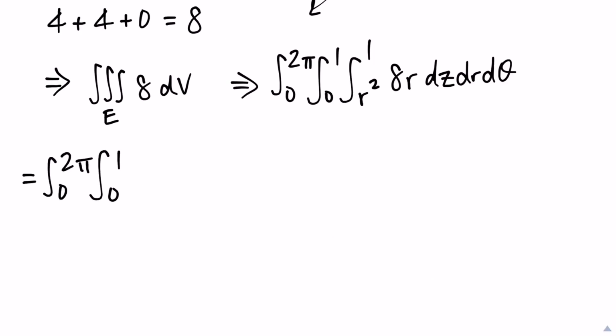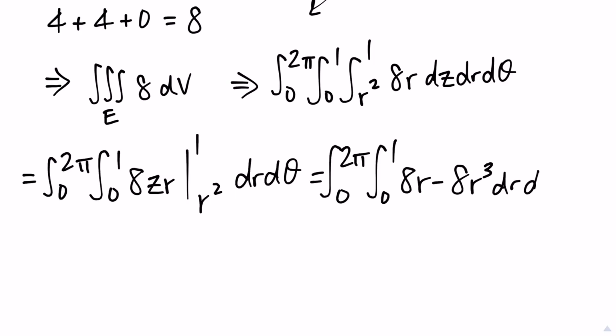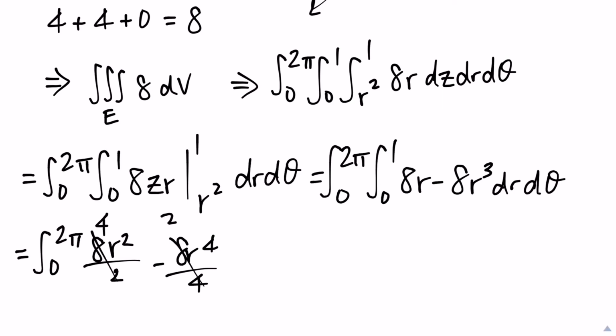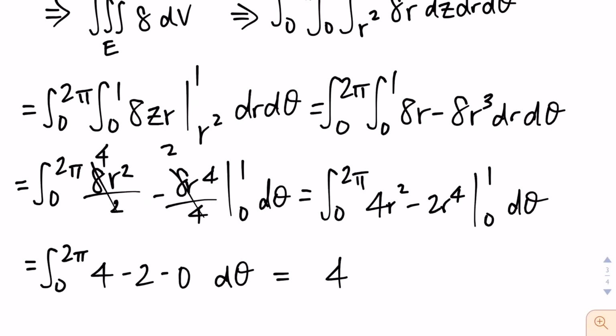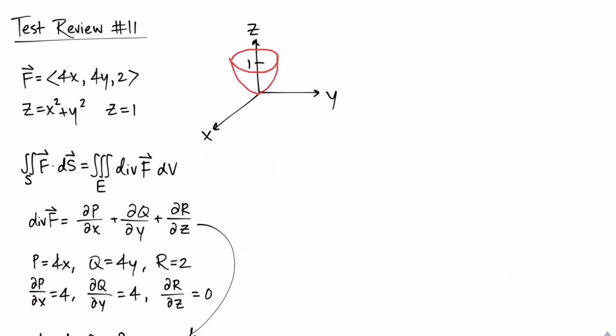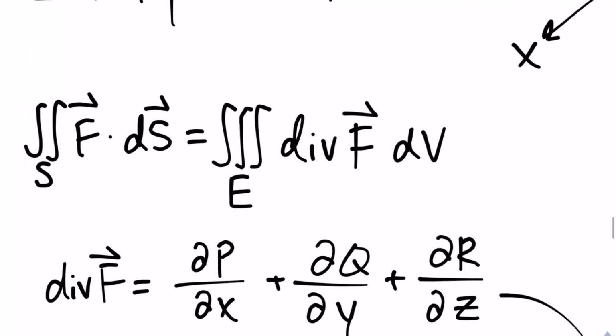So now we just solve it out. And again, I'm going to speed through this part. You know the drill. It takes a bit of time. And we end up with 4 pi as our answer. Now let's do it with the double integral, compare the processes, and see if we get the same answer.